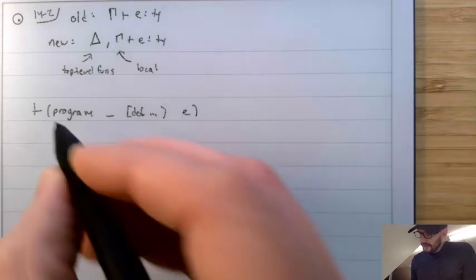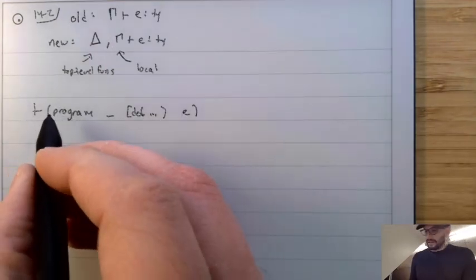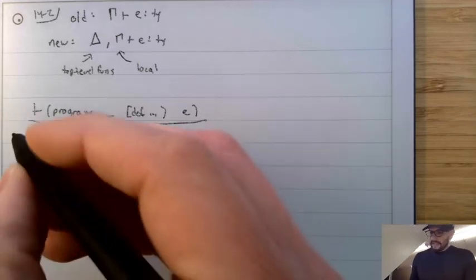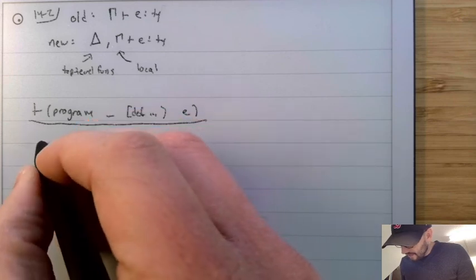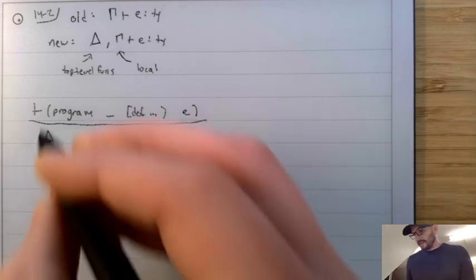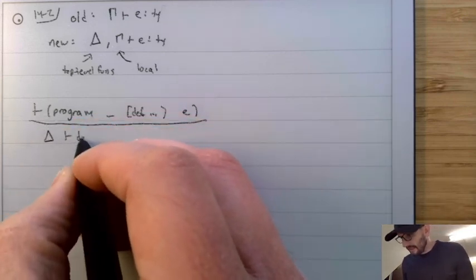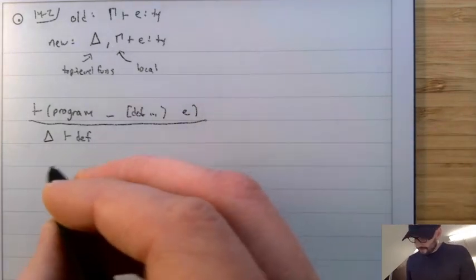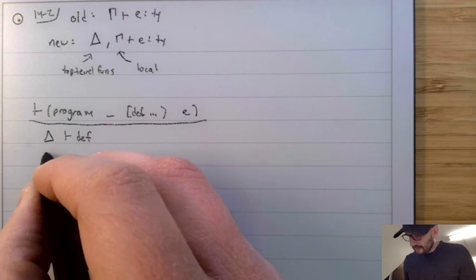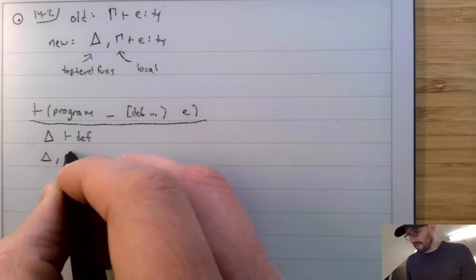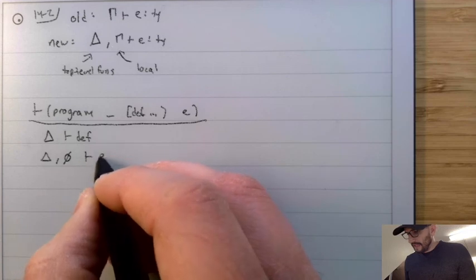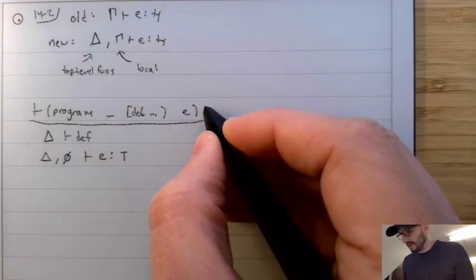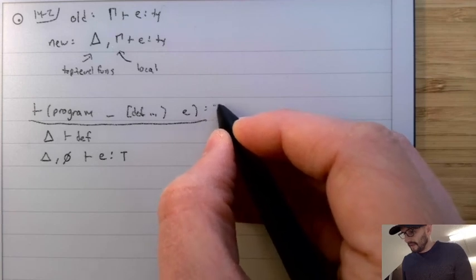E, then this is going to type check, and I'm going to draw the line underneath because I forgot to draw it in the right spot. Basically what we're going to do is we're going to say that this is true if delta proves that this definition is type sound, and if delta of empty proves that E has some type T. Let's just put this over here saying that it has type T.